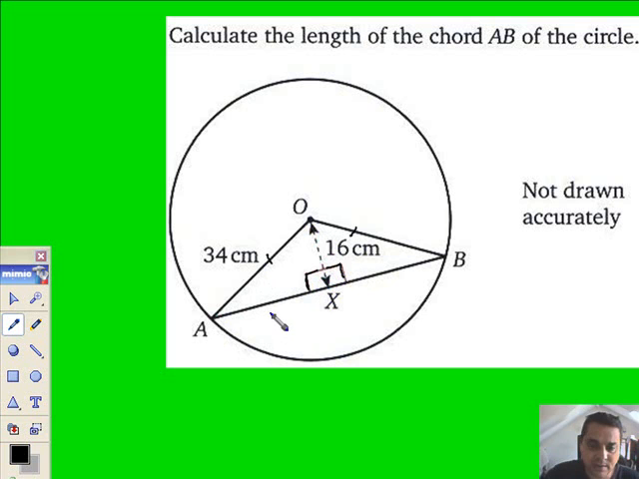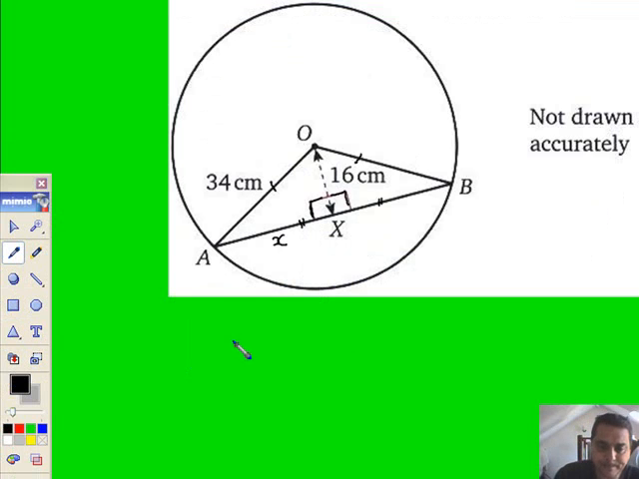I can work out, let's just call this little baby x, I can work out the baby side x, which is the length AX or A to X, and once I've got the length x using Pythagoras' theorem, I can then multiply by 2 because this is the same as that. Alright, so once x is sorted, I can just double up my answer and work out the length of that chord. So let's jump straight in.